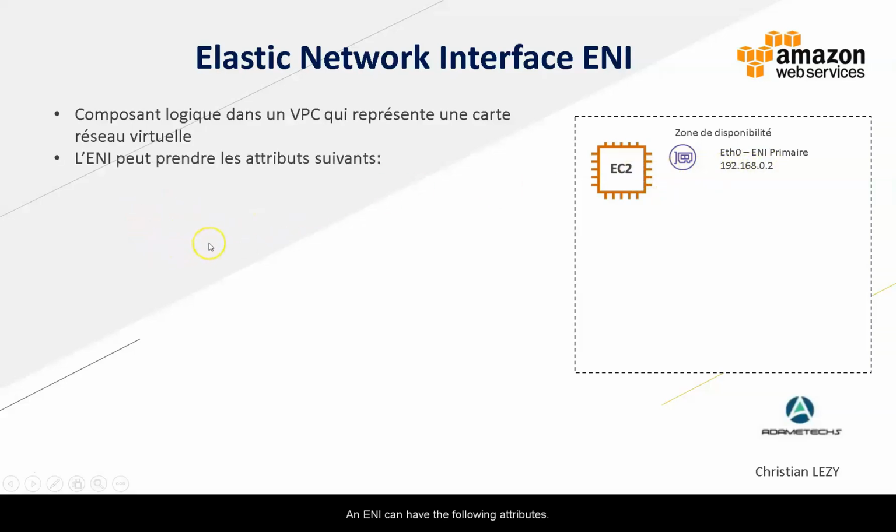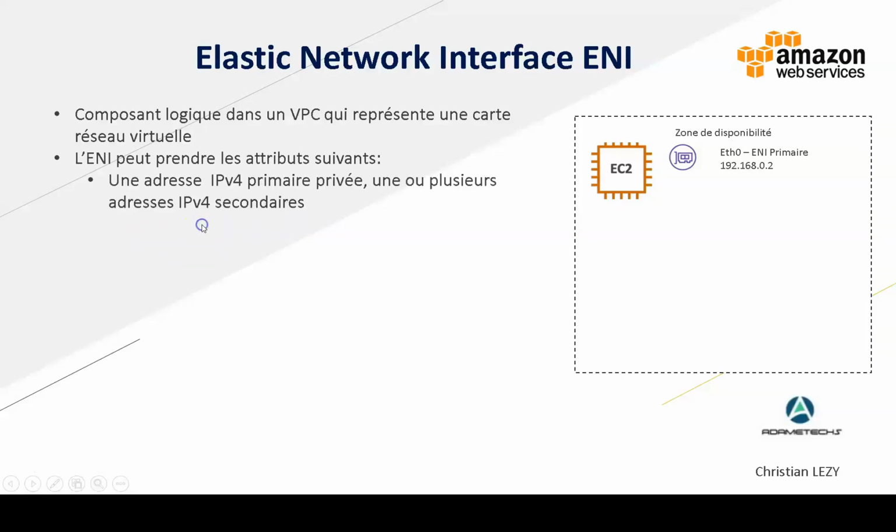An ENI can have the following attributes: a primary private address, one or more secondary IPv4 addresses. For this example, one could easily add a second eth1 card that would provide a second private IP address as a secondary ENI to be able to communicate with other instances or to be able to do failover or load balancing.